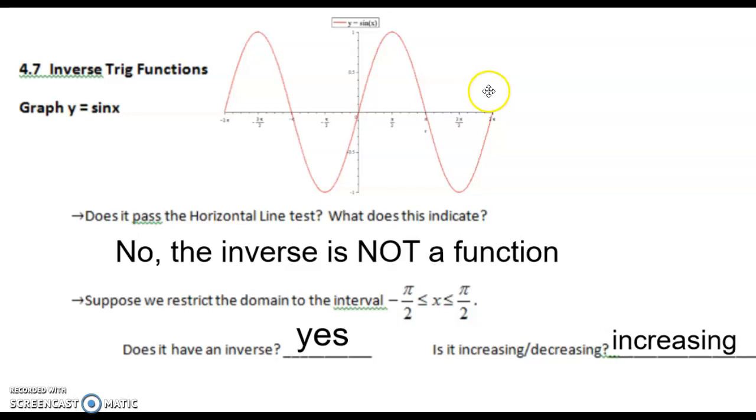That means its inverse is not a function. However, if we decide to restrict the domain from just negative pi over 2 to pi over 2, we only have this slight curve here. So by restricting it from negative pi over 2 to pi over 2, it will pass that horizontal line test, which means its inverse will be a function.